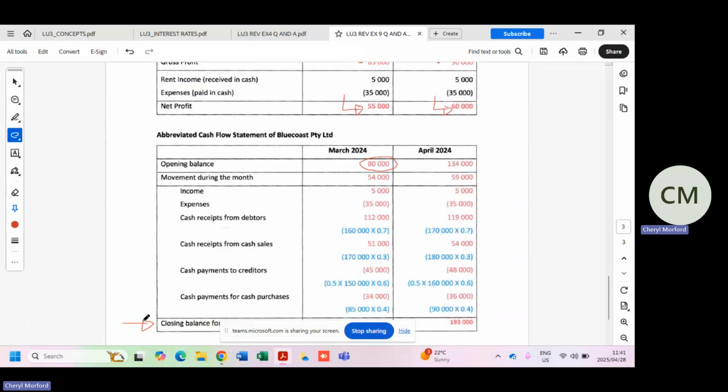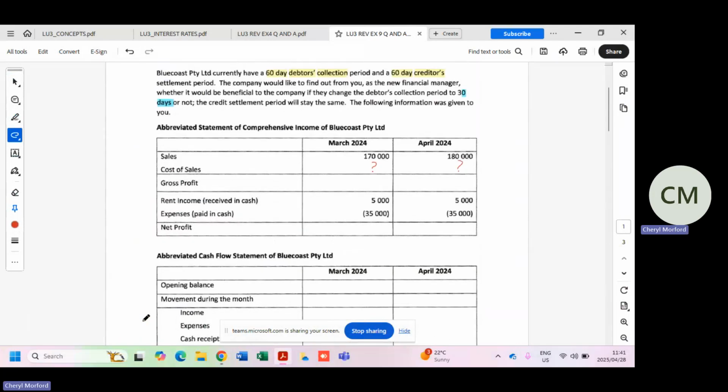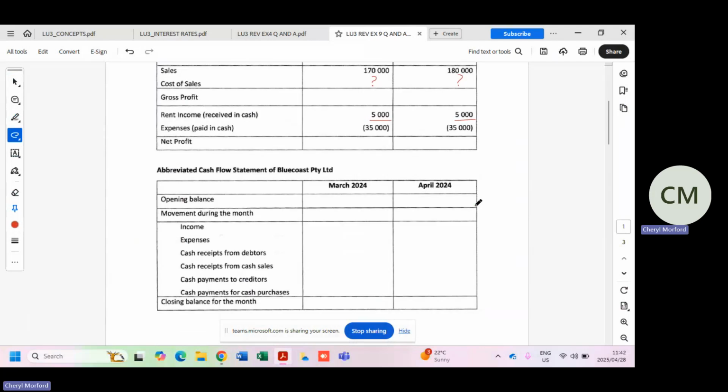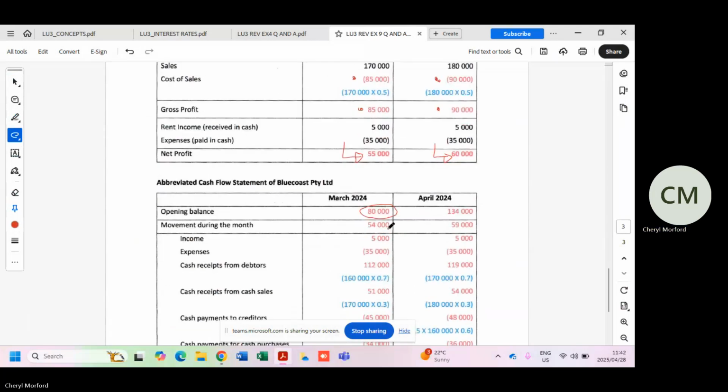So first of all, the question did tell us over here that we have 5,000 Rand per month in the form of rent income. And we also make cash expense payments of 35,000 Rand each month. So let's do the easy part there. Let's fill that in. That's over here. The two 5,000 Rand amounts for your rent income, the two cash expense amounts of the 35,000.